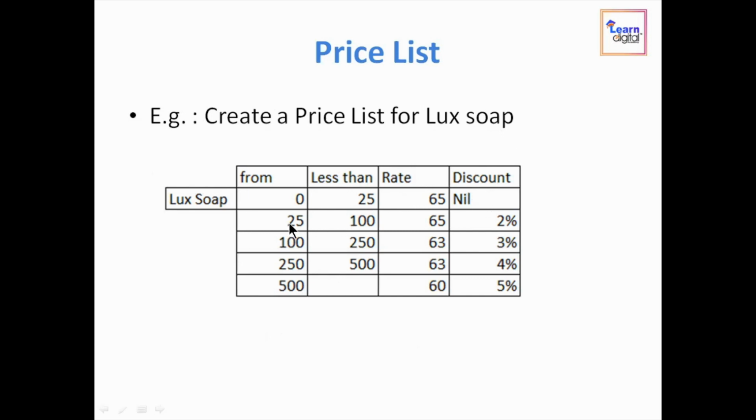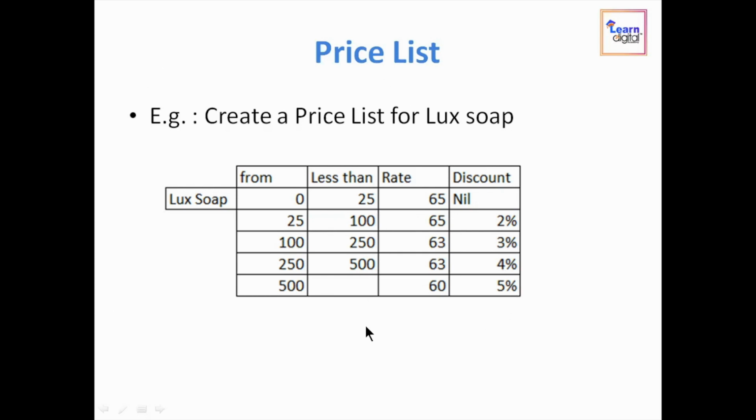If goods sold, the quantity is between 25 to 100, the rate will be 65, but we will provide a 2% discount. For goods sold between 100 to 250, the rate will be 63 and 3% will be the discount. For quantity ranging from 250 to 500, the rate will be 63, but the discount will increase. And for quantity above 500, the rate is 60 rupees and the discount will be 5%.